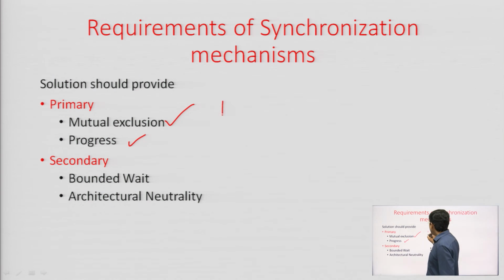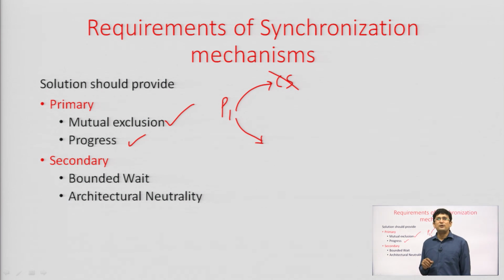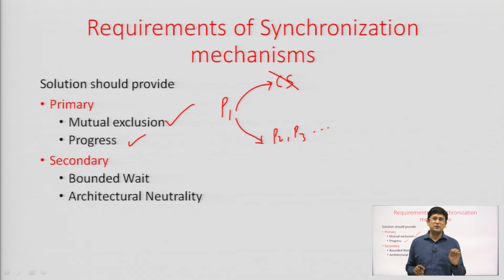Let us say there is a process which wants to enter the critical section, okay, fine, but let us say the process does not have to enter the critical section. Still, it will not allow P2, P3 and all these processes to enter the critical section. It means this is the condition wherein a process does not have to execute the critical section and it is restricting the other processes from entering the critical section, fine.